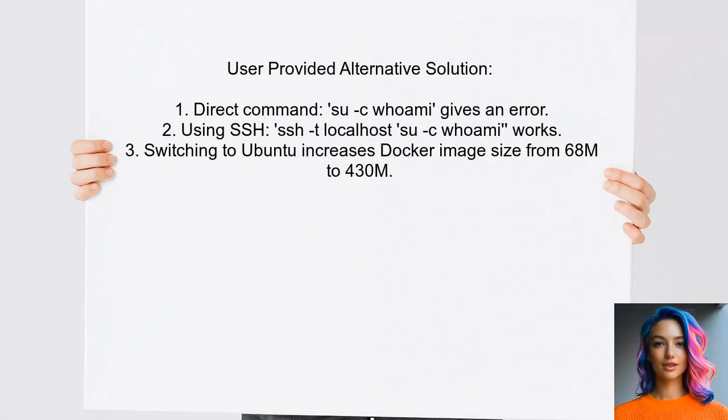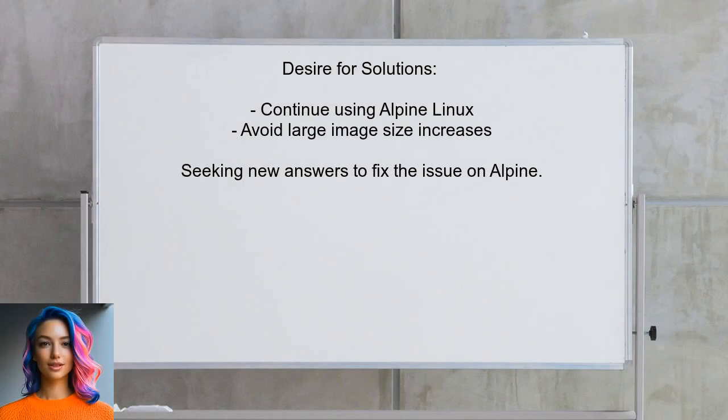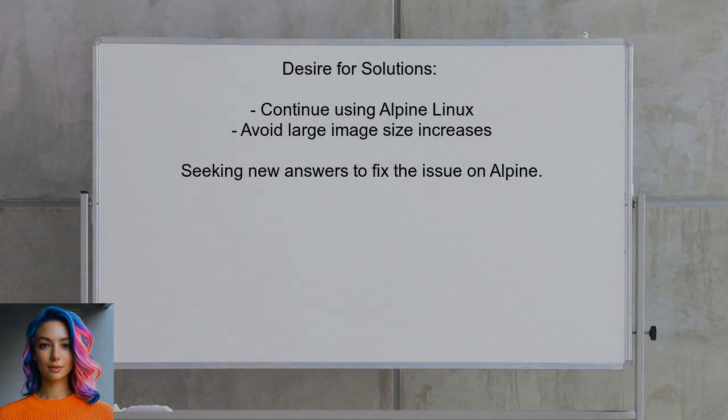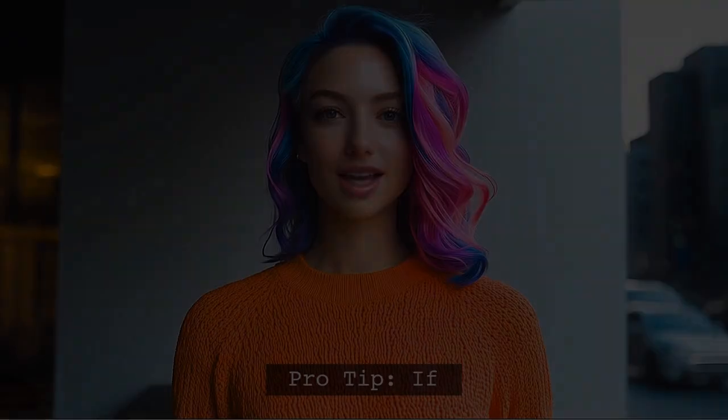One user found that running the command su -c directly gives an error about needing a terminal. However, when they use SSH with the -t option, it works as expected. They noted that switching to Ubuntu resolved the issue but increased their Docker image size significantly. They expressed a desire for solutions that would allow them to continue using Alpine Linux without the large image size increase.